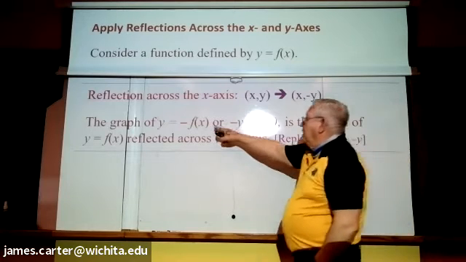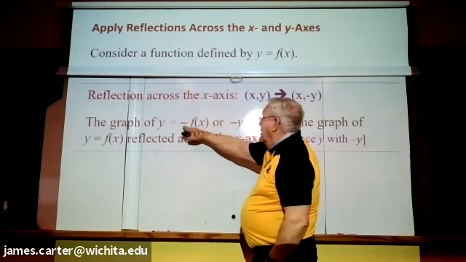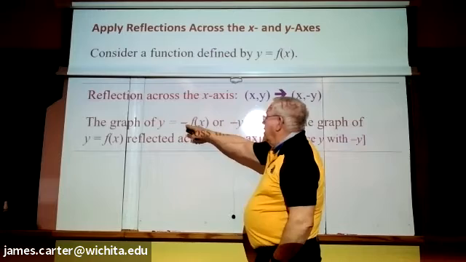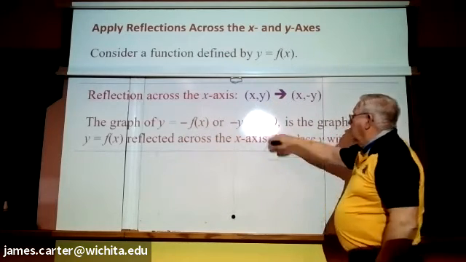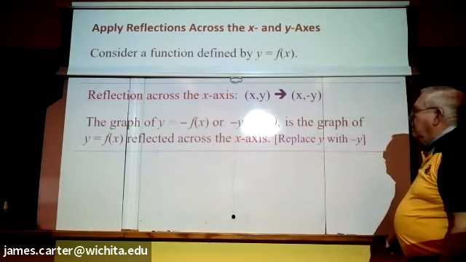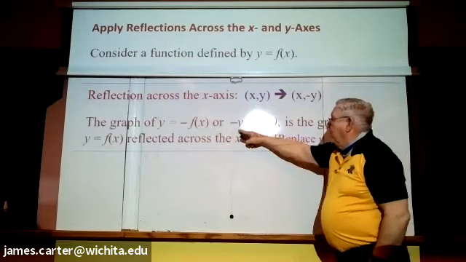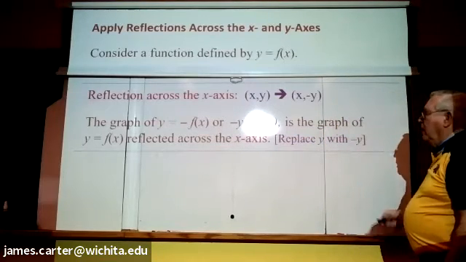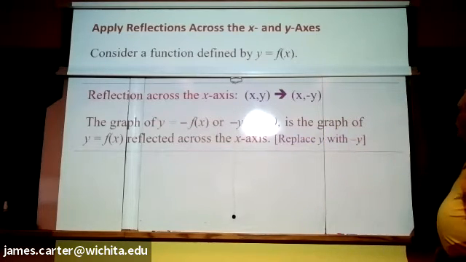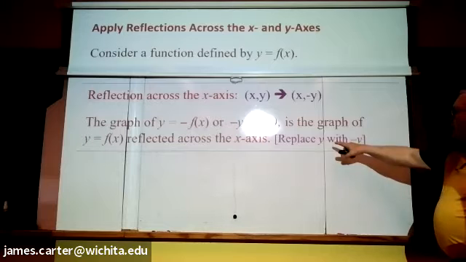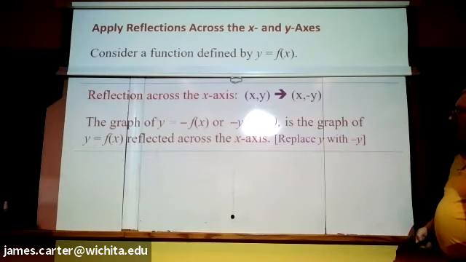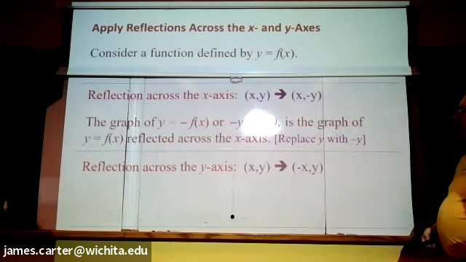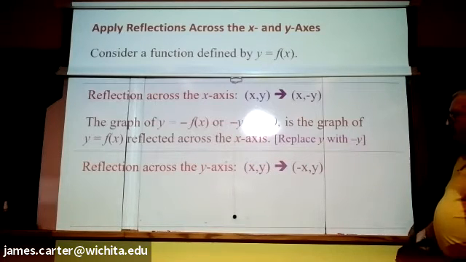Remember, if f of x is y, then negative f of x, or negative y, equals the equation, in which case you would divide both sides by -1, which would change all the x values. Basically, what you're going to do is replace y with -y to make it simple. Now, what about a reflection across the y-axis?